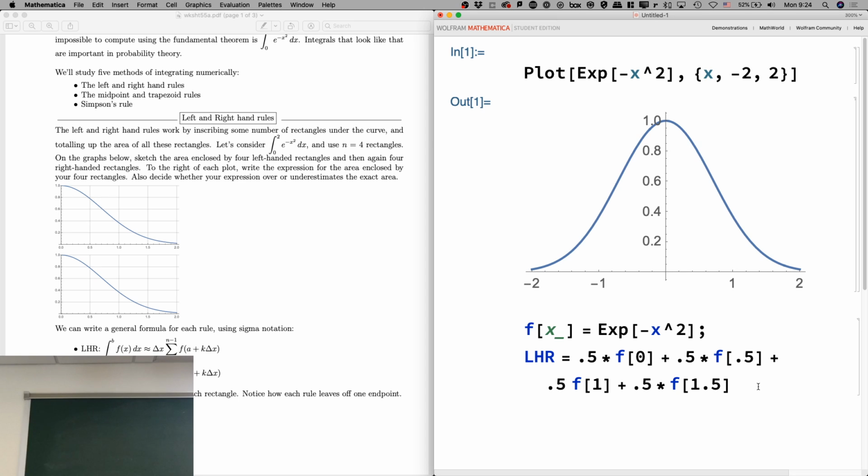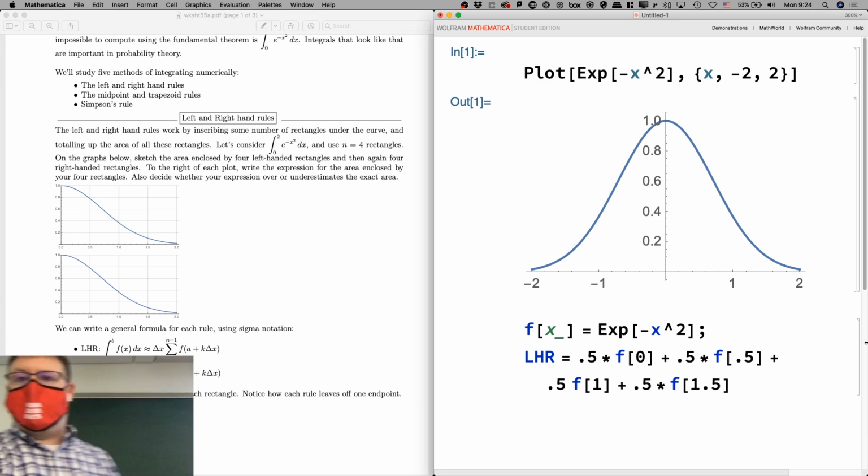And then what are the heights? Well, those are given by the function. So I plug in 0, 0.5, 1, or 1.5 into the function to get the height of each of the 4 rectangles. In theory, you add the 0.5, 1, 1.5, 2, and that's the right-hand rule. Yes. Okay. So look at the graph here.